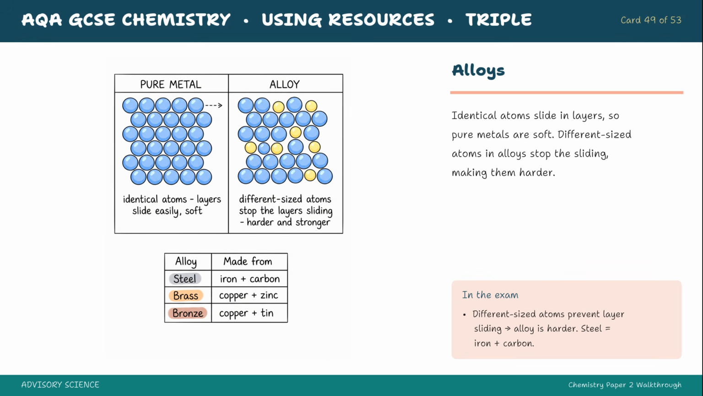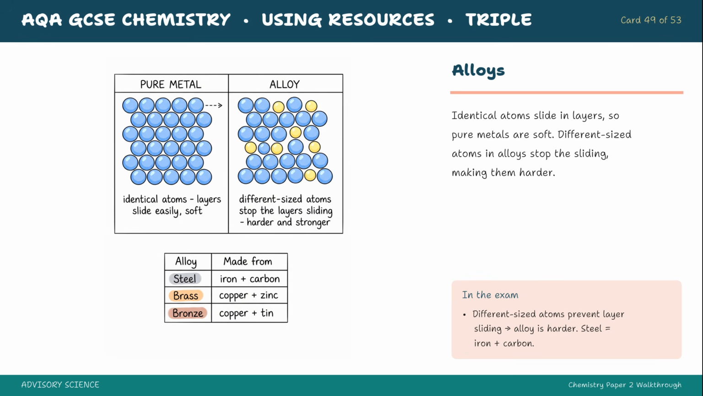Gold used in jewellery is alloyed with metals like silver and copper, and its purity is measured in carats, where 24 carat is pure gold. Aluminium alloys are useful because they have a low density.